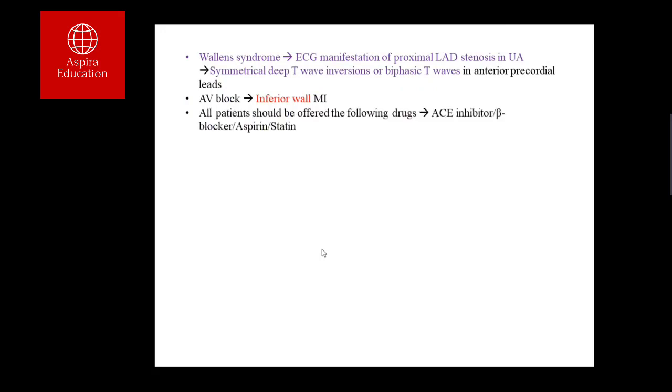So Wellens syndrome is a manifestation of proximal left anterior descending occlusion, where the patient will present with chest pain and the ECG will show symmetrical T wave inversion in the anterior precordial leads. That means V1, V2, V3, and V4. Now, patients with inferior wall MI, as I mentioned, who have involvement of the right coronary artery, usually have AV block. They can have first degree, second degree, or third degree AV block.